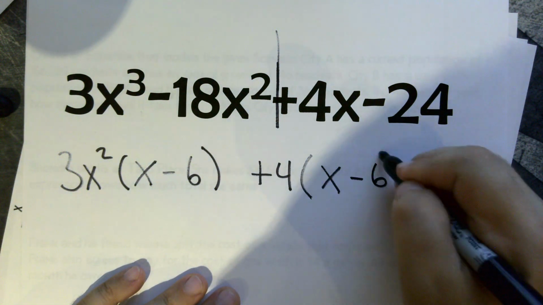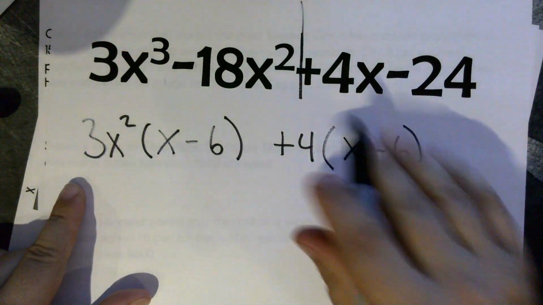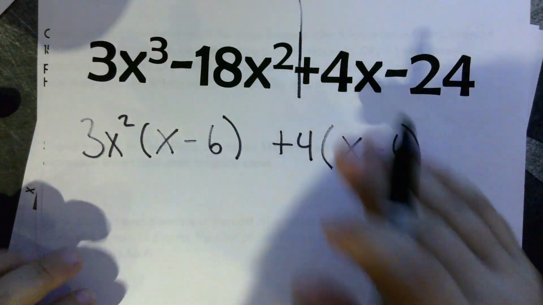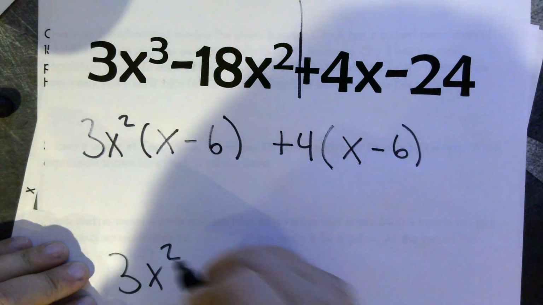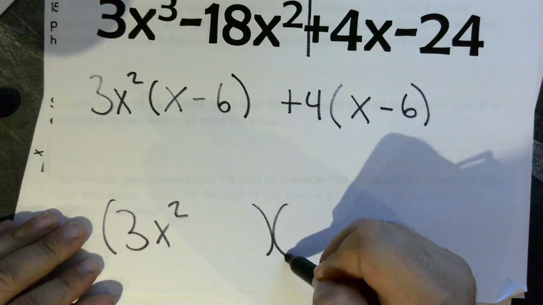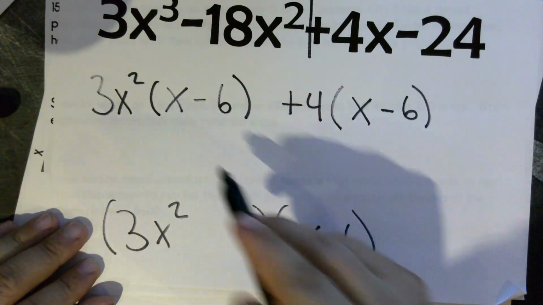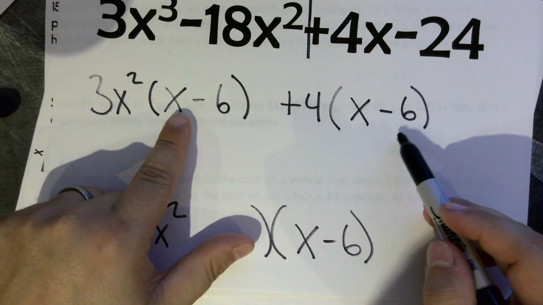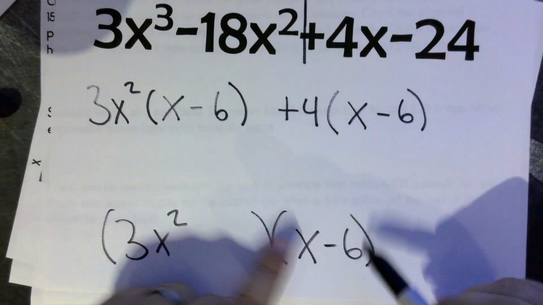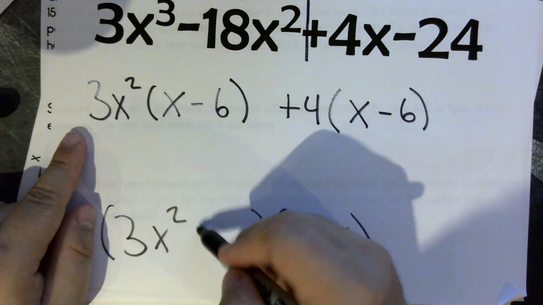minus 6. All right, so when you factor this, the two things to look for, when you factor your first group, you'll always get 3 of your terms. I know it's going to have a 3x squared. And I don't know what goes with it, but I know my second group has to have an x minus 6 in it. Okay, if you look at this, they both have to be exactly the same. If they're not, you cannot do it. So we've got to have an x minus 6, and our group right here, 3x squared plus 4.